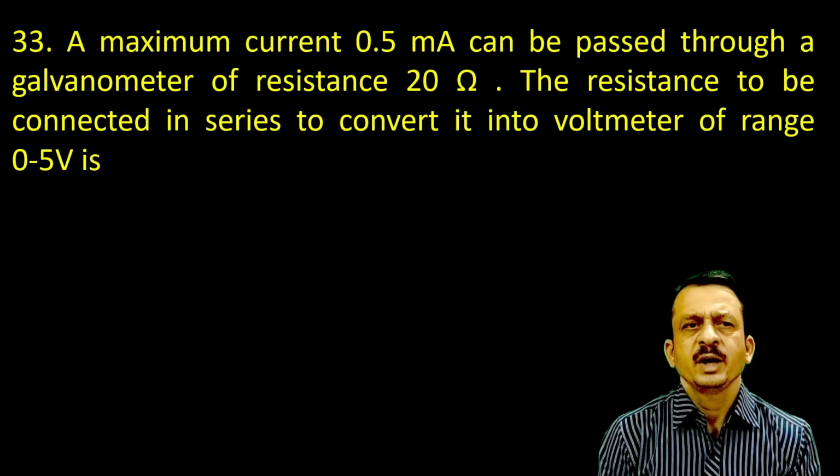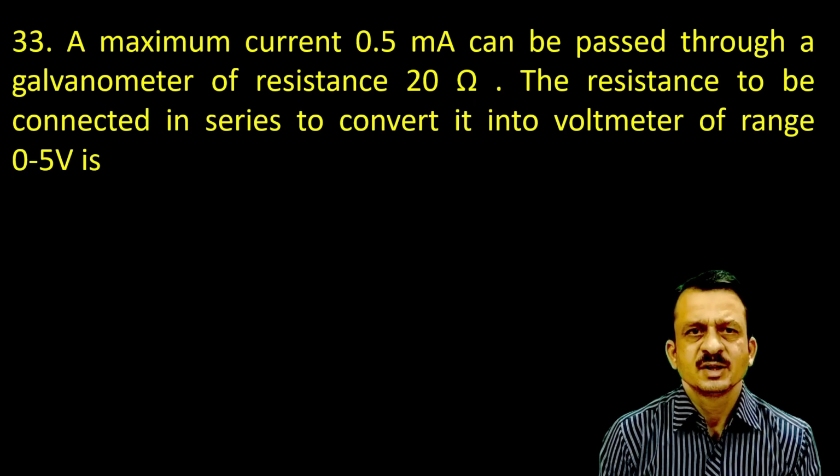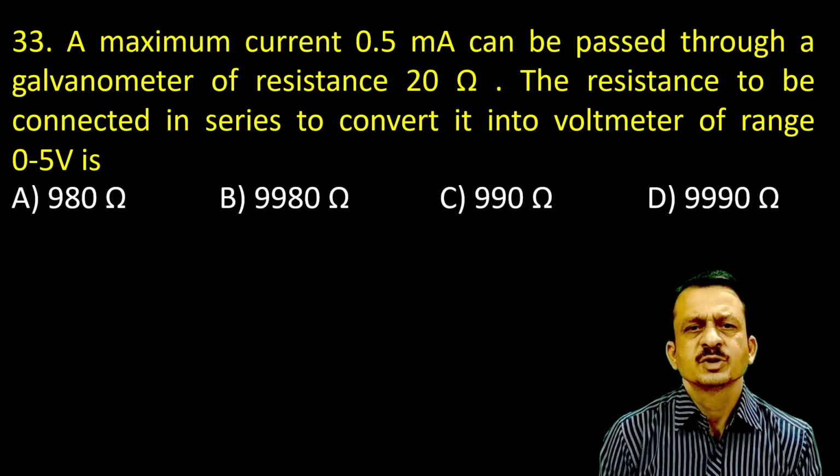A maximum current of 0.5 milliamps can be passed through a galvanometer of resistance 20 ohm. The resistance to be connected in series to convert it into a voltmeter of range 0 to 5 volts. Now here the options are A 980 ohm, B 9980 ohms, C 990 ohms, and D 9990 ohms.